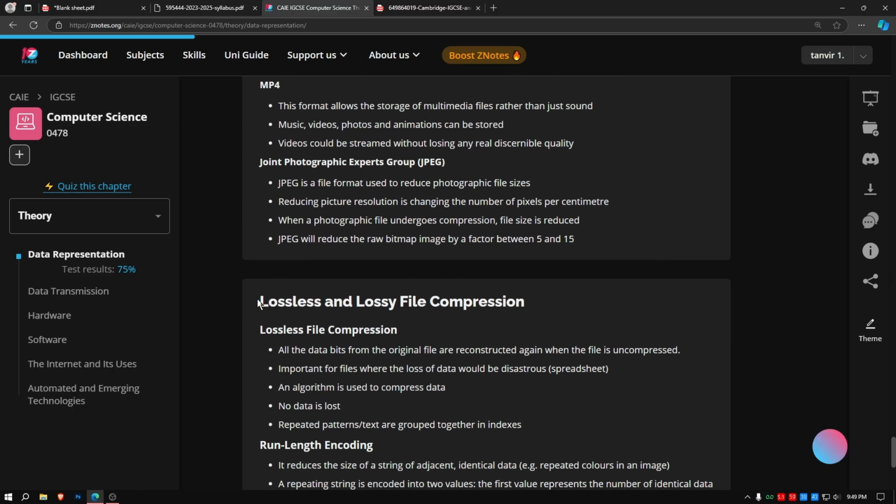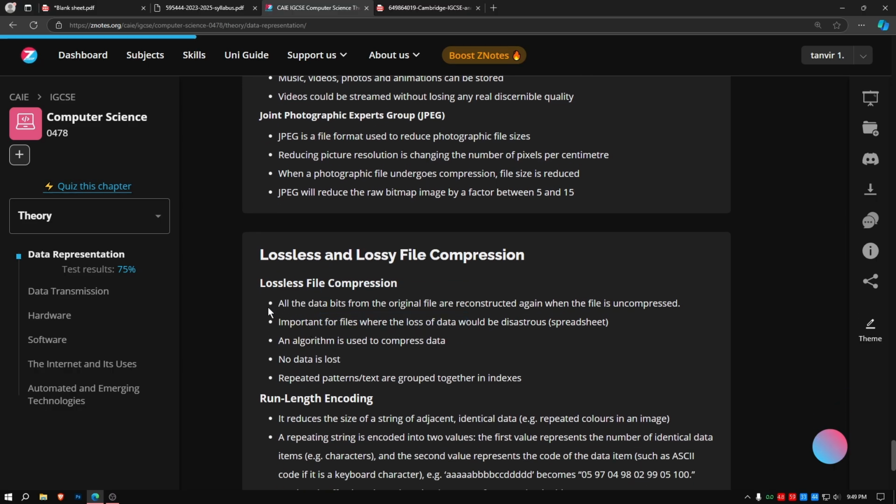So next up is lossy and lossless file compression. Lossless file compression is basically where data is not lost, but the file size is reduced. And lossy is where file size is reduced, but some of the data is also lost. So all the data bits from the original file are reconstructed again when the file is uncompressed. Important for files where loss of data would be disastrous. An example here is spreadsheets or text files.